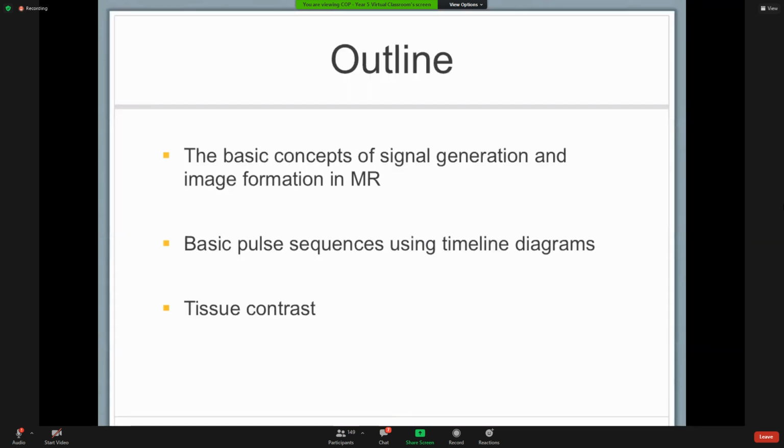So we will cover basic concepts, how signal is being generated. We will talk about what is known as a basic pulse sequence. And then we'll talk about tissue contrast, which is again similar to CT, but even in a better way, an advantage of using this imaging modality.